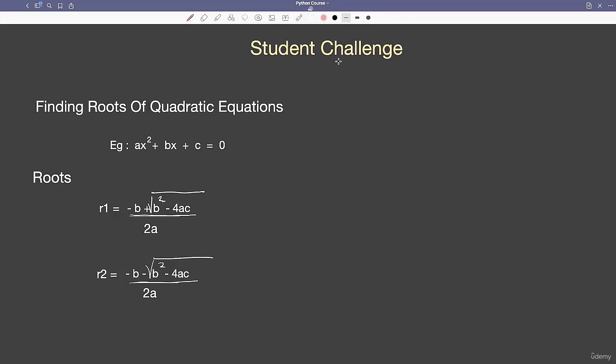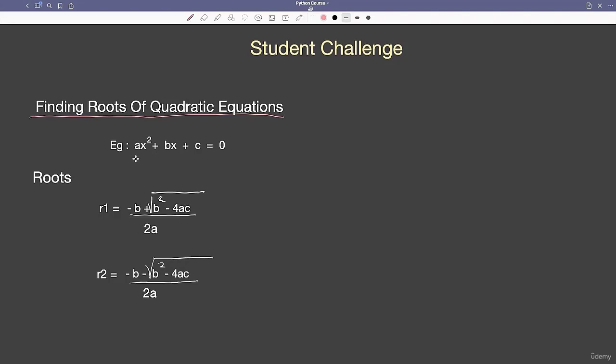One more student challenge using expressions. The topic is finding roots of quadratic equations. The topic is interesting. We will be using this topic later also in the other sections. So I will explain what the topic is, so that you can write the program for this one.